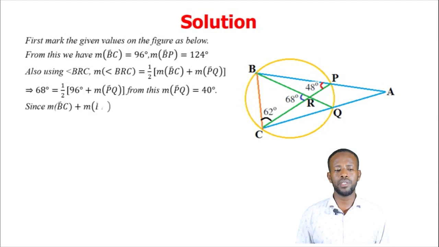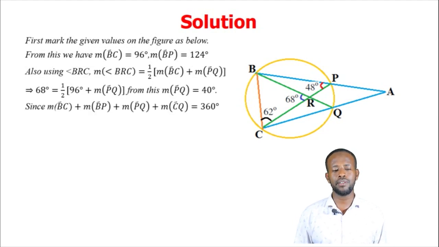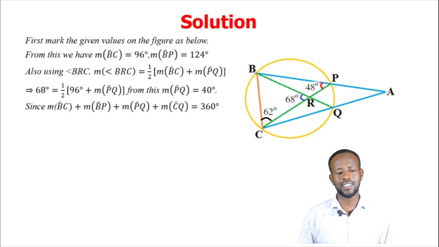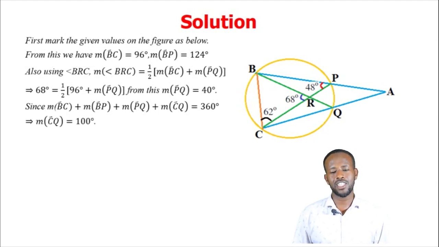Since measure of arc BC plus measure of arc PP plus measure of arc PQ plus the measure of arc CQ is equal to 360 degree, because one complete, the full circle is 360 degree. So the sum of all the arcs of a circle must become 360 degree. Therefore from here we can understand that the measure of arc CQ is equal to 100 degree.